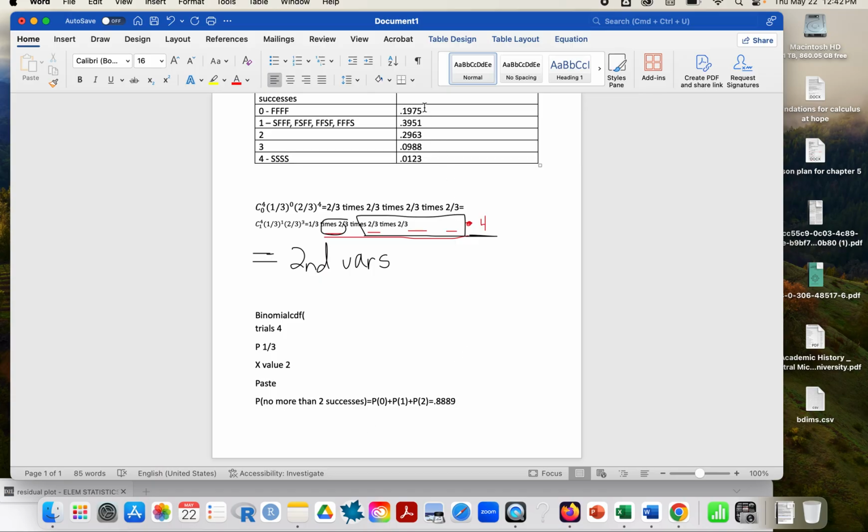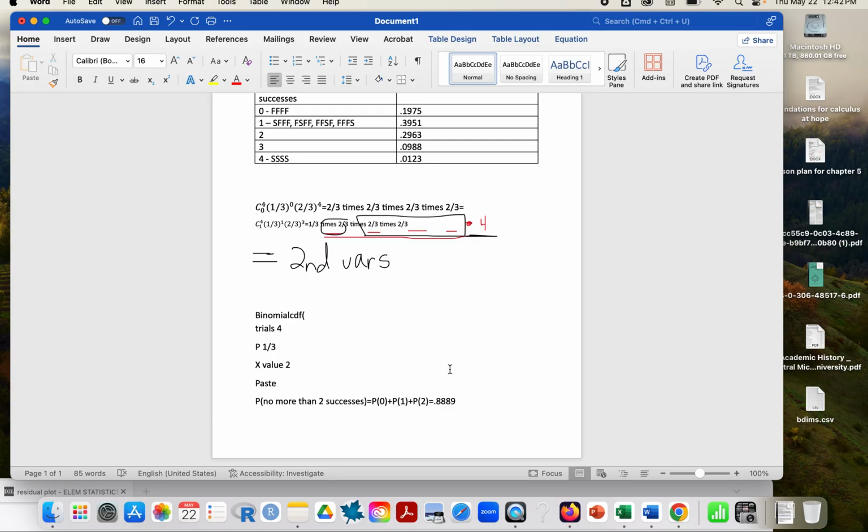And if we check this, it's going to be close. Again, we rounded, so there's going to be error built in, but 0.1975 plus 0.3951 plus 0.2963, and we get 0.8889. Okay, so if you add those up, you get that, and the CDF does that for us.